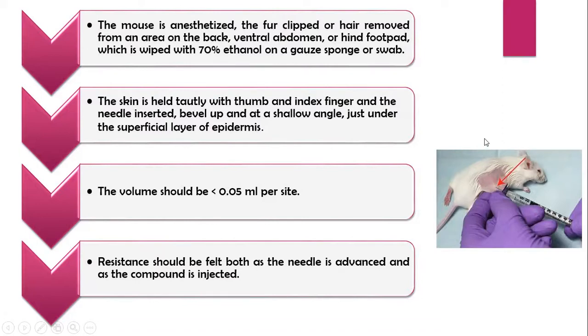back, the ventral abdomen or the hind foot pad, which is wiped with 70% ethanol on a gauze sponge or swab. The skin is held tautly with thumb and index finger, and the needle is inserted bevel up and at a shallow angle just under the superficial layer of the epidermis, and the volume should be less than 0.05 ml per site. Resistance should be felt both as the needle is advanced and as the compound is injected.